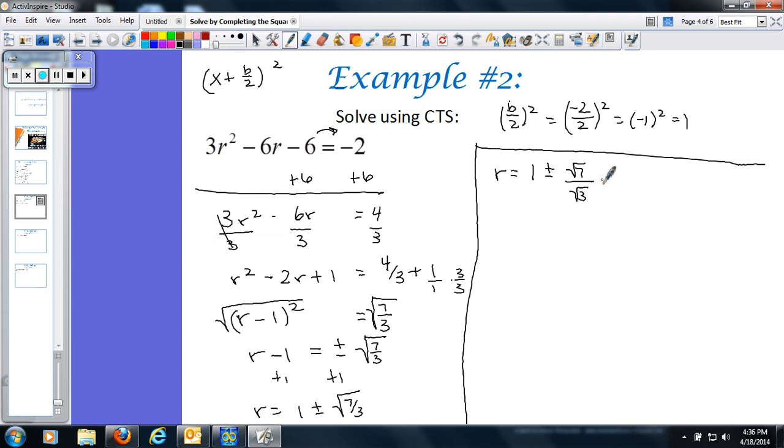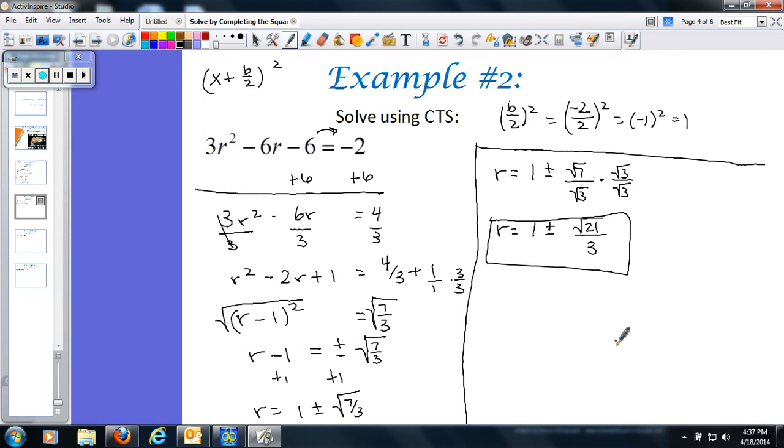Remember, I got to multiply by this, so I'm going to multiply by square root of 3 over square root of 3. This gives me r equals 1 plus or minus square root 7 times 3 is 21 over square root of 3 times square root of 3 is 3. Square root of 21 can't be simplified, so then this becomes my answer. R equals 1 plus or minus the square root of 21 divided by 3. Okay?